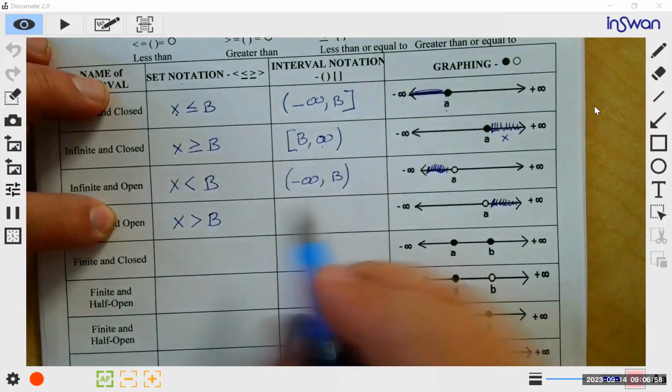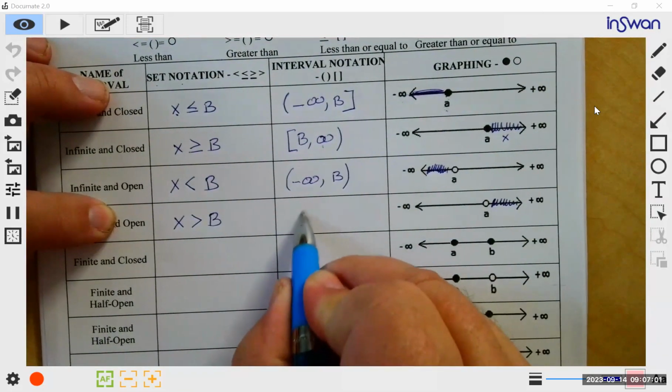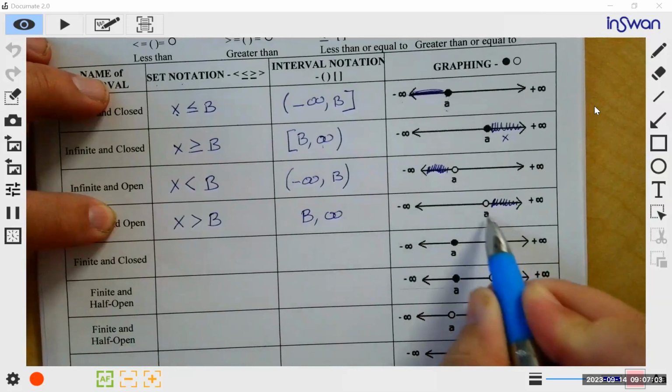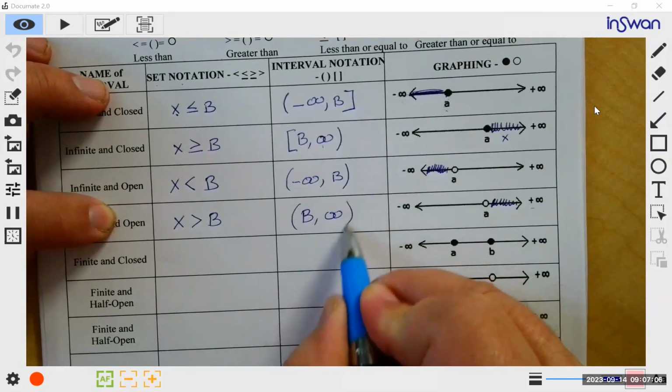Look at these first four. Well, let's do this one here. So I start off at B and I go to positive infinity, but I can't use the endpoints.